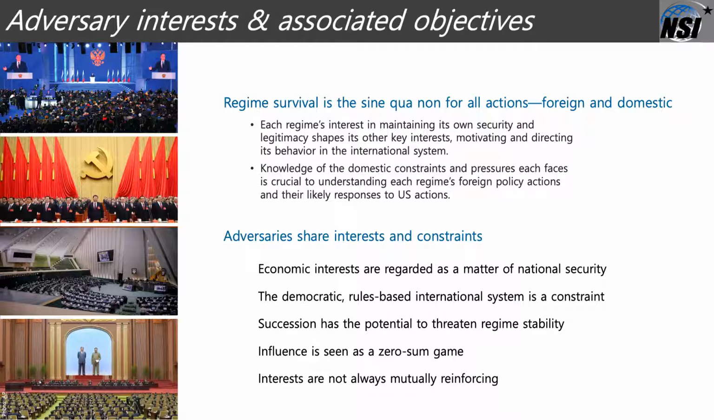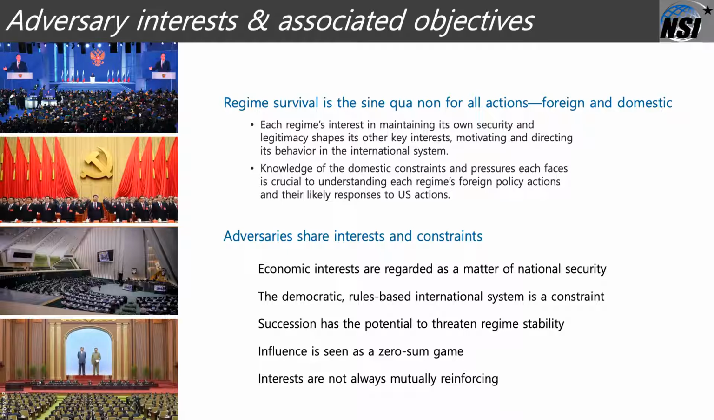The democratic rules-based international system is a constraint. To the extent that democratic pluralist political values and norms dominate the international system, they challenge the legitimacy of each of these regimes. Each has an incentive to support existing authoritarian regimes and promote the activities of revisionist actors in democratic states. China and Russia in particular see changing existing international institutions or establishing their own alternative institutions as a way of legitimating and protecting their own domestic systems of power and control.